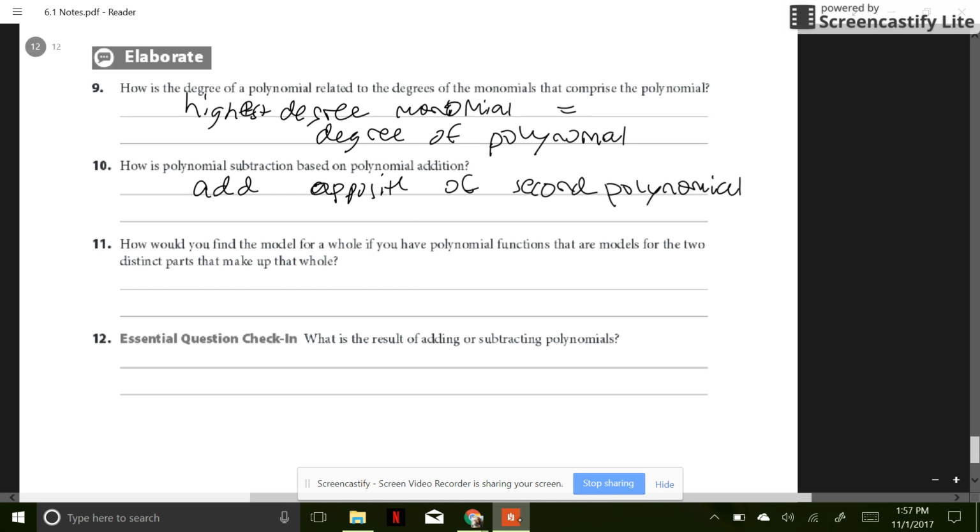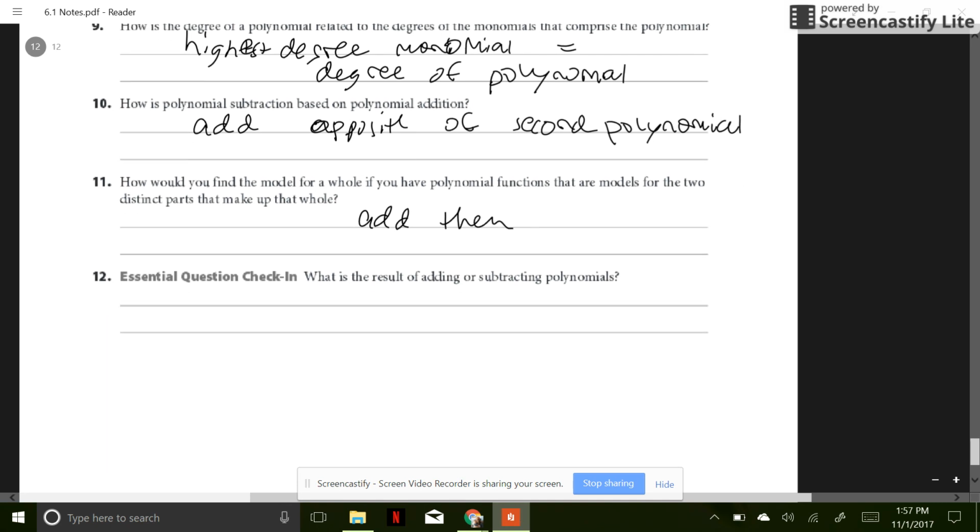How do you model for a whole? If you have functions that model for two parts, you add them. And then what is the result of adding or subtracting polynomials? You're going to get another polynomial.